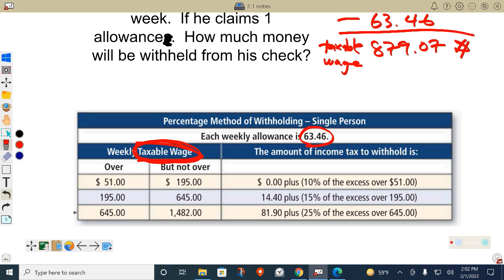So where does he land? He lands right in here, between 645 and 1,482. You see how he's in the last row? So the federal tax withheld is going to be $81.90 plus 25% of whatever he's over 645. So we have to figure out how much he is over 645. How would I figure out how much 879.07 is over 645? What do you think I should do?